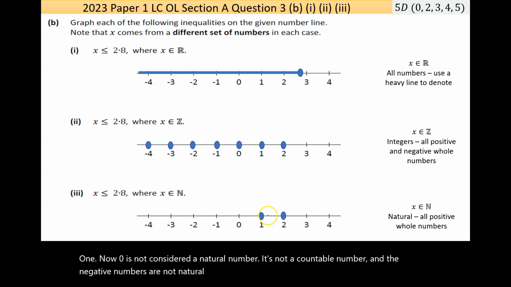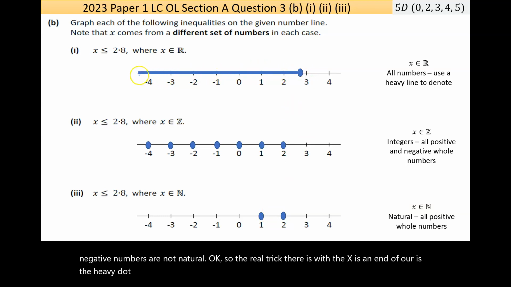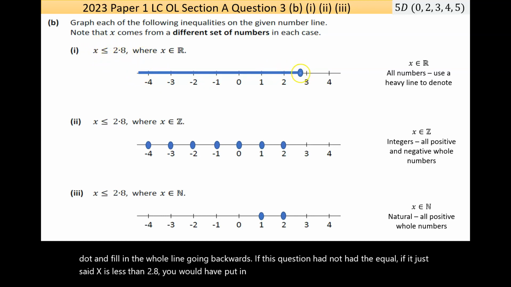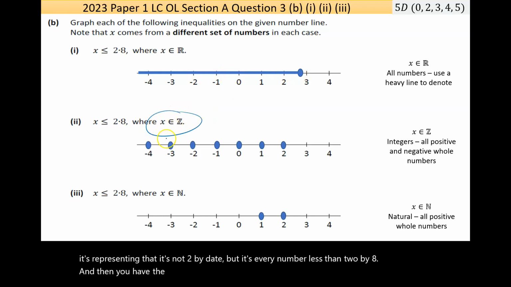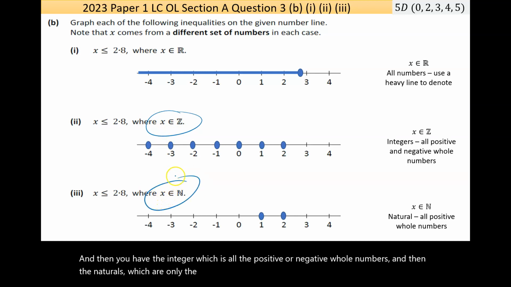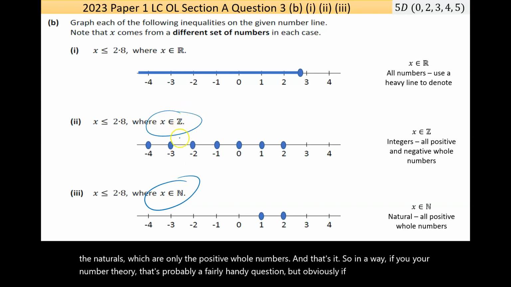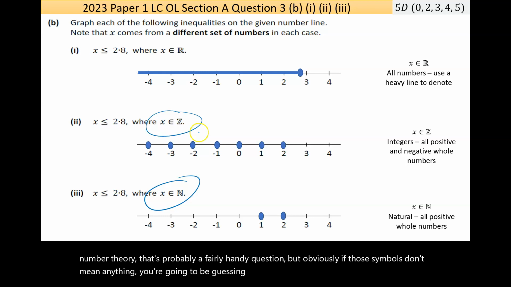Okay. So the real trick there is with x is an element of R, it's the heavy dot and fill in the whole line going backwards. If this question had not had the equal, if it just said x is less than 2.8, you would have put in just a circle, not filled in. So it's representing that it's not 2.8, but it's every number less than 2.8. And then you have the integers, which are all the positive or negative whole numbers, and then the naturals, which are only the positive whole numbers. And that's it. So in a way, if you know your number theory, that's probably a fairly handy question. But obviously, if those symbols don't mean anything, you're going to be guessing. But a guess is better than nothing.